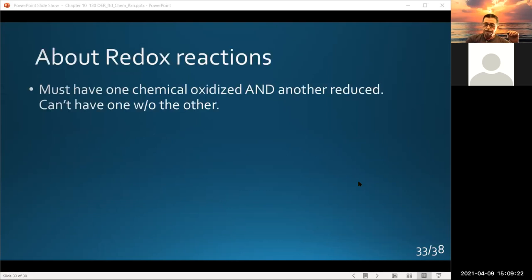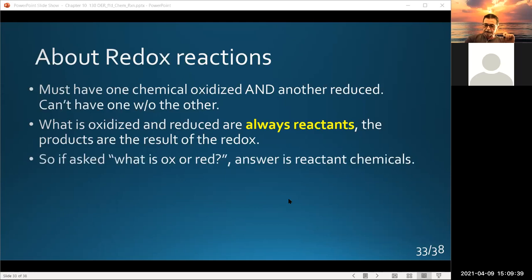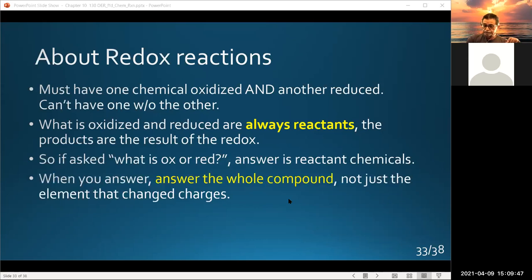Okay. So let's have one chemical oxidized and one always reduced. We can't have one without the other. What is specifically oxidized and what is specifically reduced is always the reactant. It has nothing to do with the product, just the reactant. So if the question is asked, what is oxidized, what is reduced, it's always going to be one of the reactants. And it's going to be the whole compound of one of the reactants, not specifically just the metal.